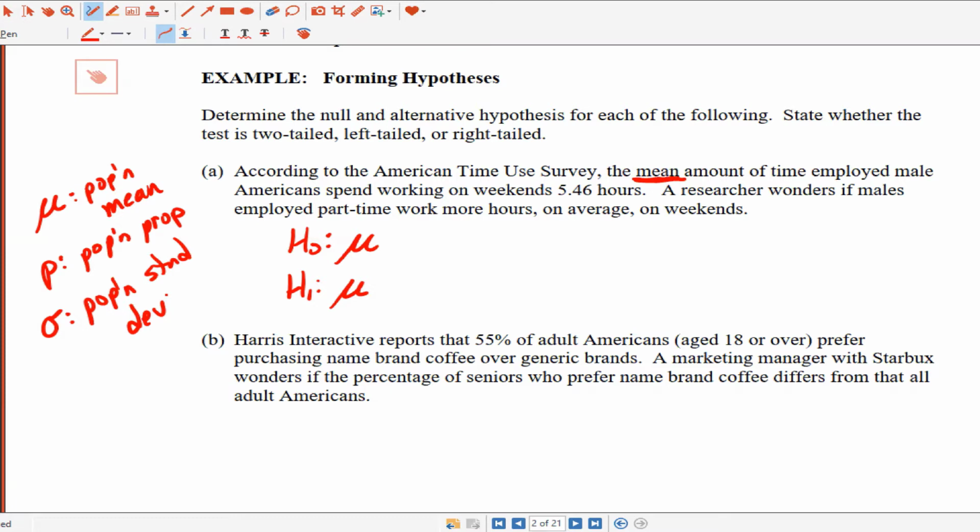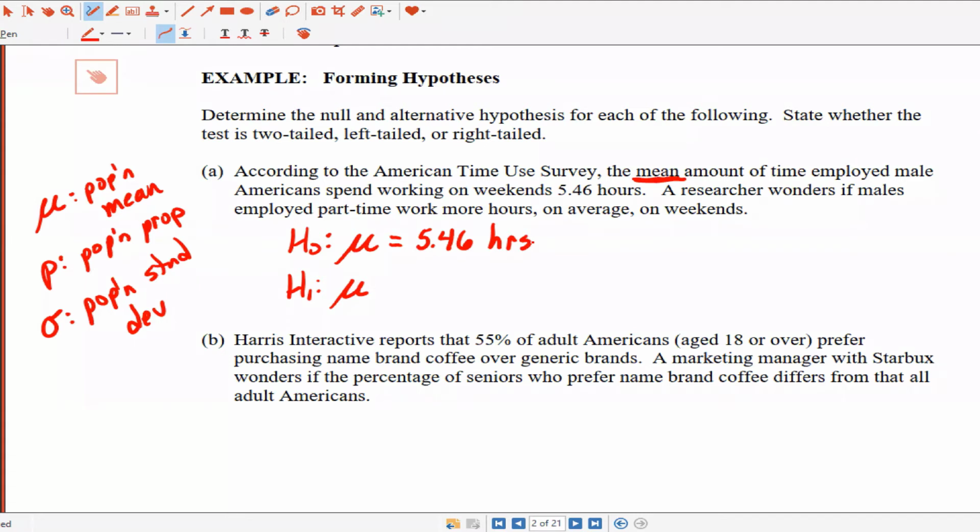So in this particular problem, our parameter of interest is the population mean. Remember, the null hypothesis is always a statement of no change, no effect, no difference, meaning there is no difference between the amount of time employed male Americans spend working on the weekends and those who work part-time. What would be the mean amount of hours we'd assume part-time workers are employed on the weekends? 5.46. Yep. We're going to assume the mean amount of time they spend working on the weekend is 5.46 hours.